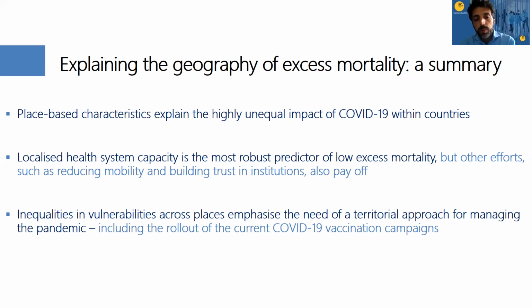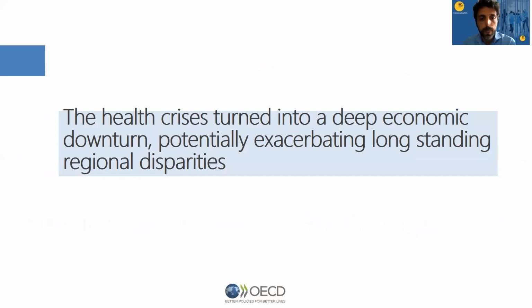Inequalities in vulnerability across places emphasize the need for a territorial approach to managing the pandemic. For example, focusing on or prioritizing specific measures to contain the virus, or to fight the virus through vaccination, where the spread of the virus is faster.